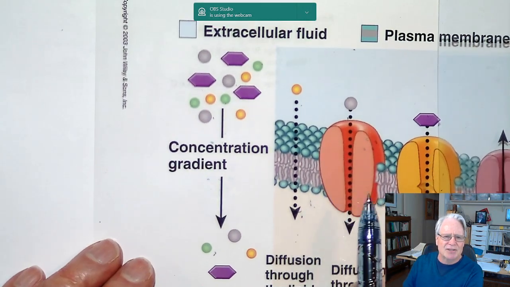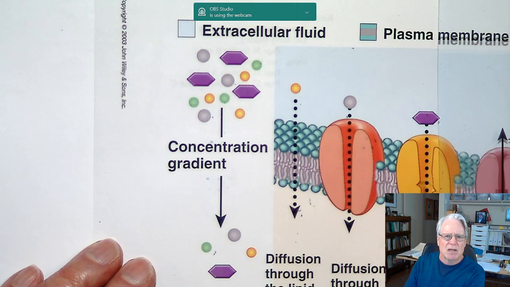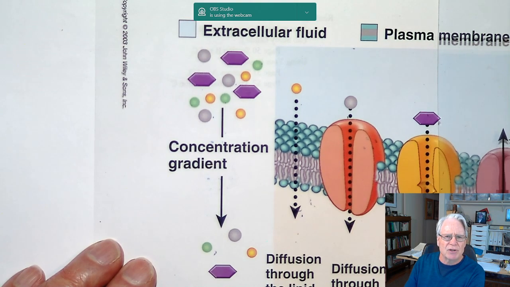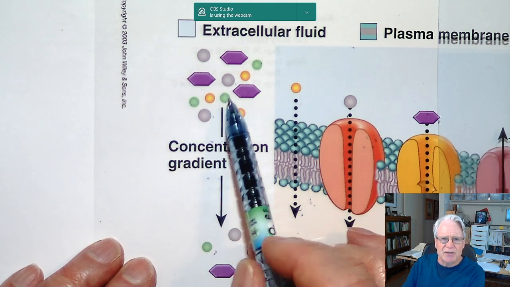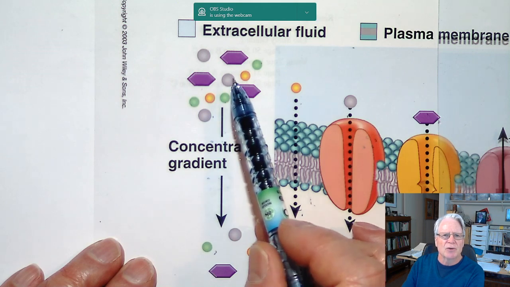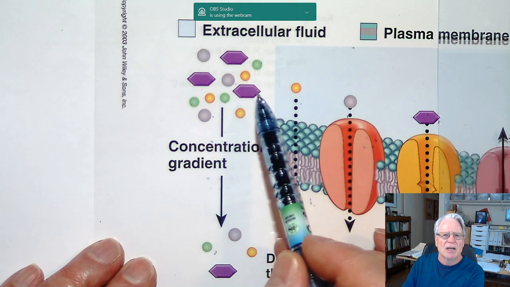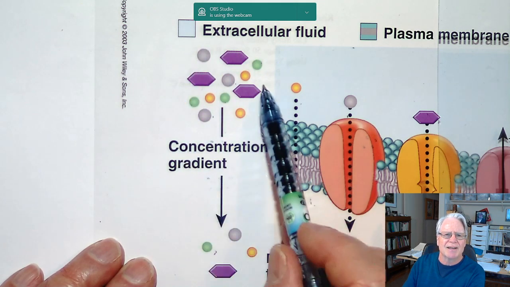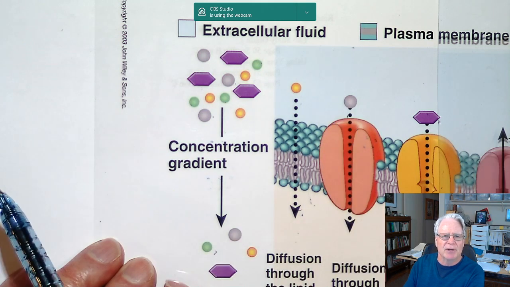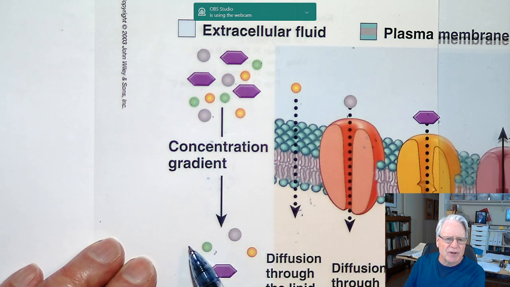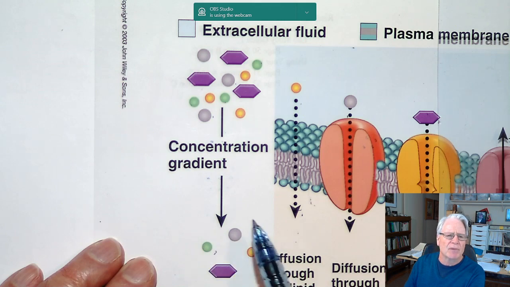Okay? So generally speaking, when we talk about active transport processes, what we're really talking about is moving something against its concentration gradient. So on this side of this graph, what you're looking at is a series of different molecules: green, gray, yellow, purple, and they are all concentrated on this side of the membrane. And they're not very common or very concentrated on this side of the membrane.